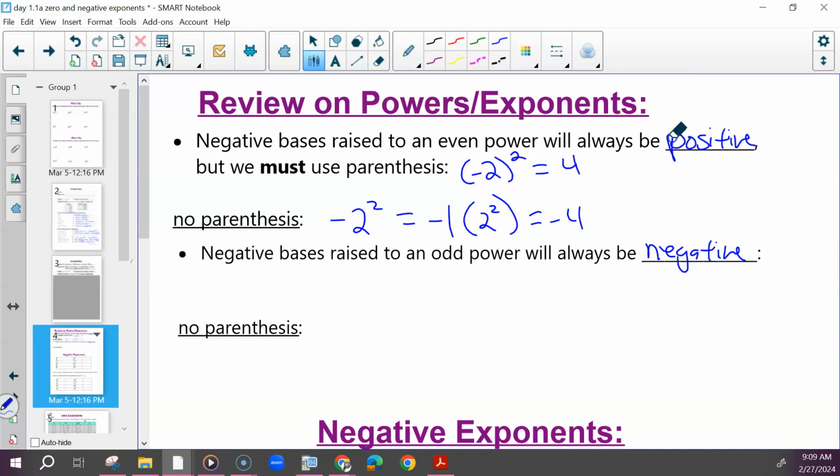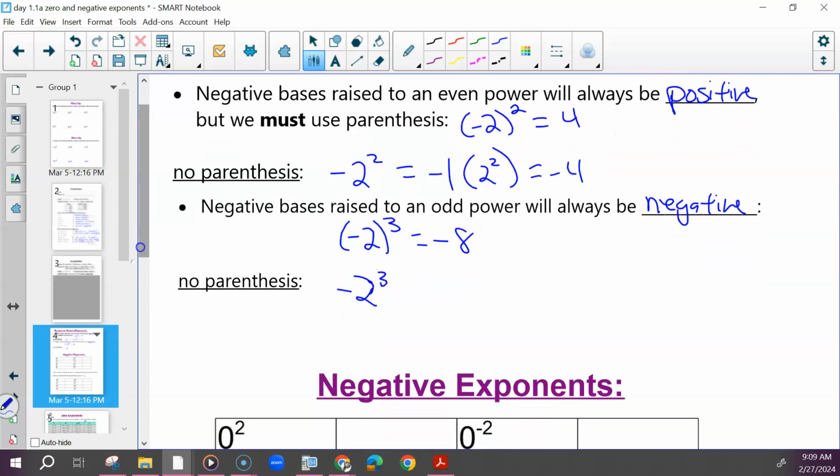But if we have it raised to an odd power, like 3, what is negative 2 to the third power? Negative 8. Because that's negative 2 times negative 2, so a positive, and then times another negative, so it makes it negative. If I didn't have parentheses, what would that give me? Also negative 8. So it doesn't matter when you have an odd power. You need to keep that in mind for moving forward.